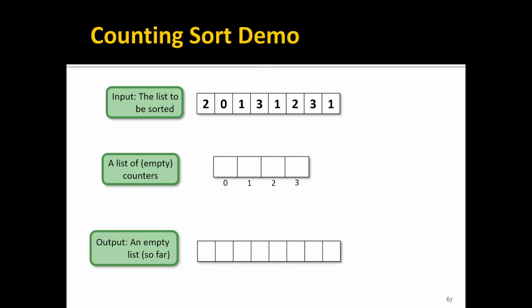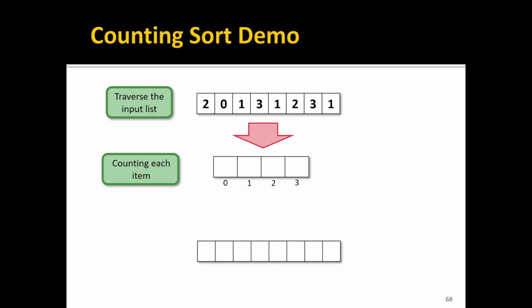So given some input, in this case we have only the values 0 through 3. So in this case, the size of our input, we could say n is still 8, but the range of our input, we'll call that k, is only 4. So the way this works is we start with our input list, and we create a bucket for each one of the possible items. We do a traversal across that input list, and each time we see one of those items, we add one to the corresponding bucket. So we traverse our input list, counting each item as we go.